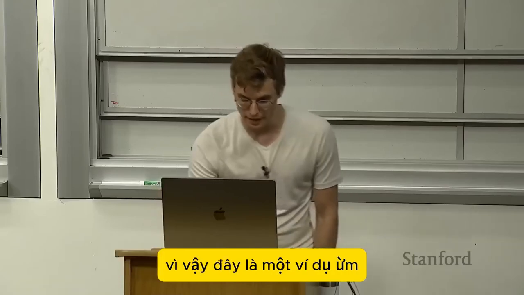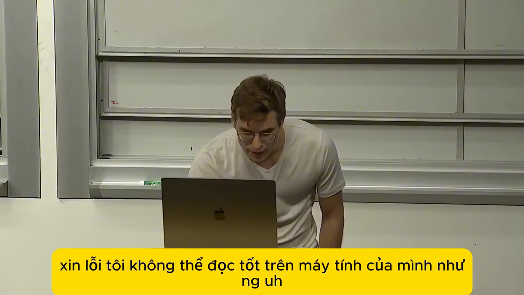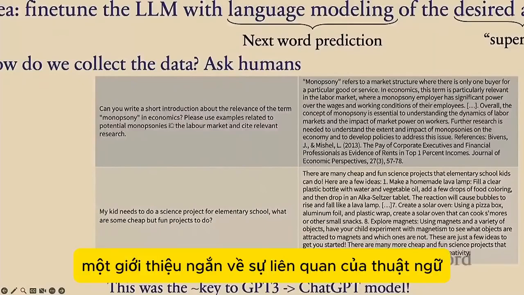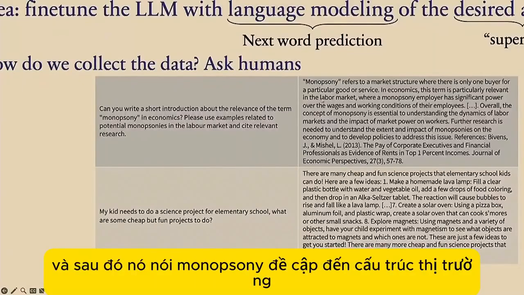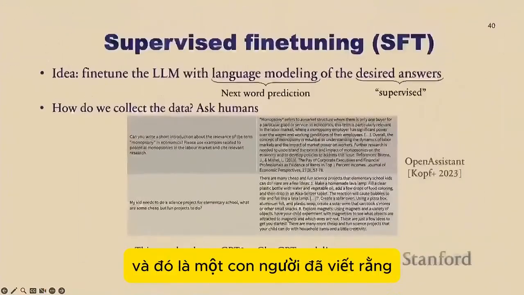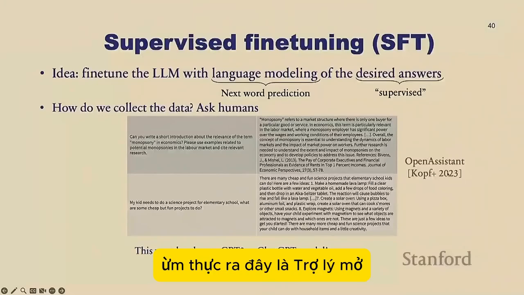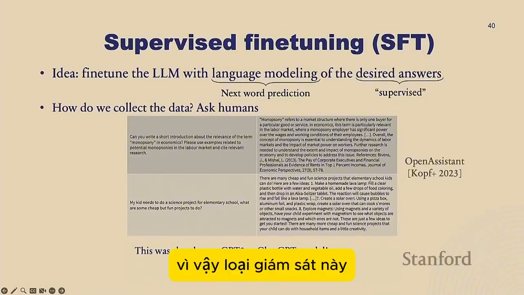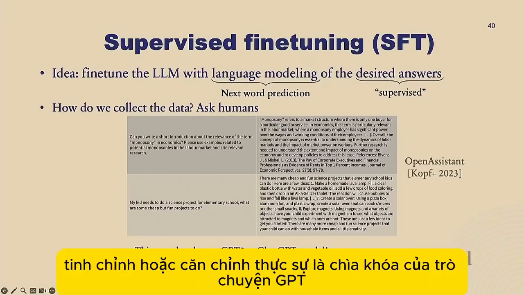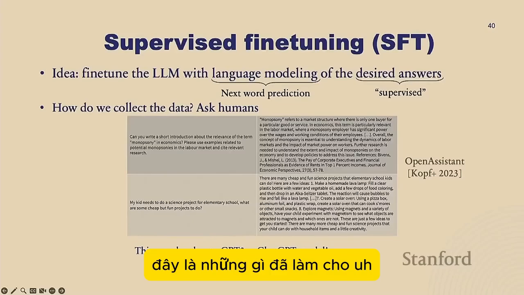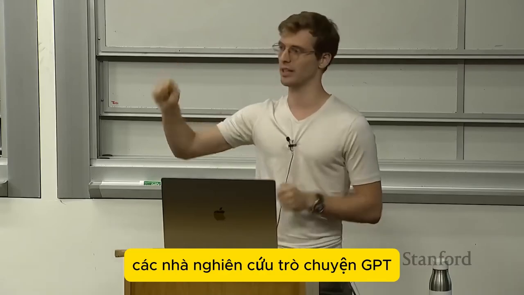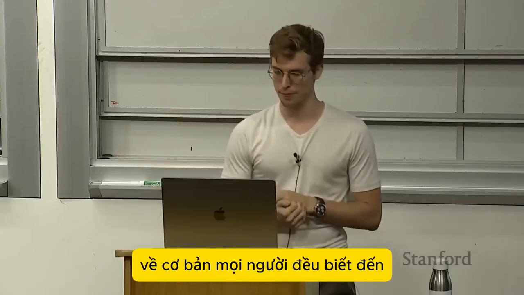So this is an example. Sorry, I can't read very well on my computer. Let's read this one. Can you write a short introduction about the relevance of the term monopsony? And then it says monopsony refers to a market structure, blah, blah, blah. And that's a human that wrote that. So actually, this is Open Assistant, which was a way to collect data online by humans. This type of supervised fine-tuning or alignment is really the key of ChatGPT. This is what made the big jump from GPT-3, which was mostly something that was known by AI researchers, to ChatGPT, which became known by basically everyone.